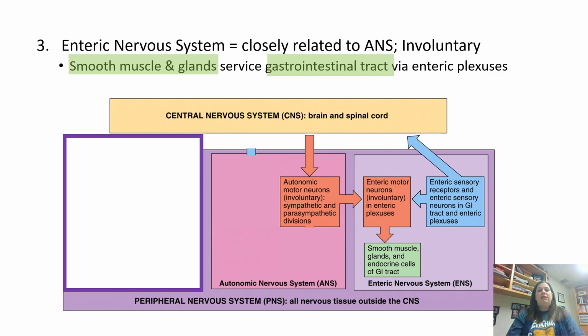The last division that we see that is part of the peripheral nervous system is what we call the enteric nervous system. This is closely related to the autonomic nervous system in the sense that it is involuntary. It is also going to communicate with smooth muscle and glands, but these muscles and glands are going to be specifically servicing the gastrointestinal tract. Okay, so these are going to be specifically talking to the digestive system, talking about the stomach, the intestines, small and large, that sort of thing. And so they get a special group subdivided out of that autonomic nervous system. So this is called the enteric nervous system.